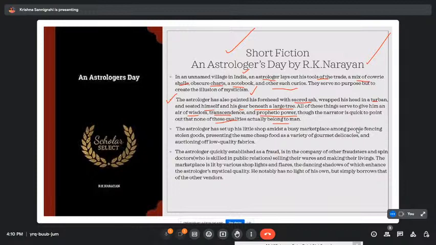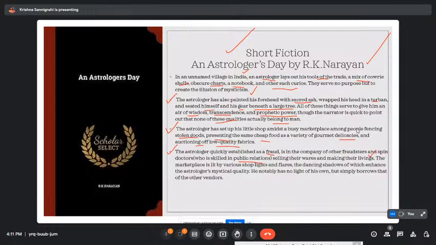So what has the astrologer done? The astrologer has set up his little shop amidst a busy marketplace among people fencing stolen goods, presenting the same cheap food as a variety of gourmet delicacies and auctioning off low quality fabrics. The astrologer, quickly established as a fraud, is in the company of other fraudsters and spin doctors, that is, people who are skilled in public relations, saying good things and creating good impressions. That is what they can do very well. Selling their wares, you can see them in the villages and the cities in different places, making their living. So this is their way of living.